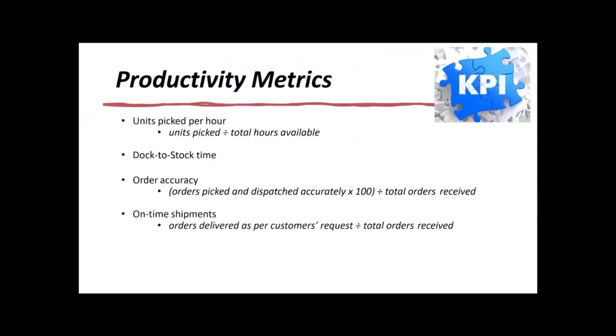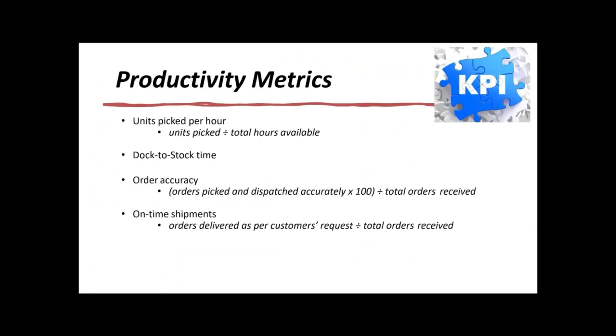The third group is based on productivity measures. Here we have units picked per hour. The unit in this example can be an individual item, a carton, or a pallet. Dock to stock time is the time taken from arrival of the vehicle at the receiving bay to the visibility of the stock on the system.